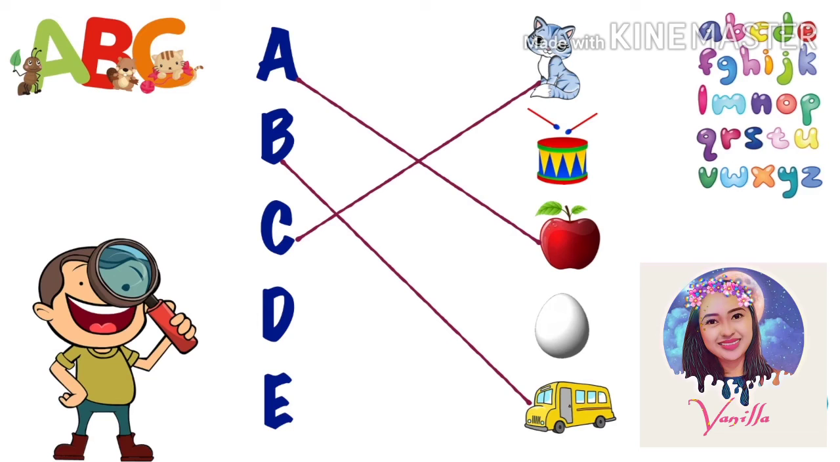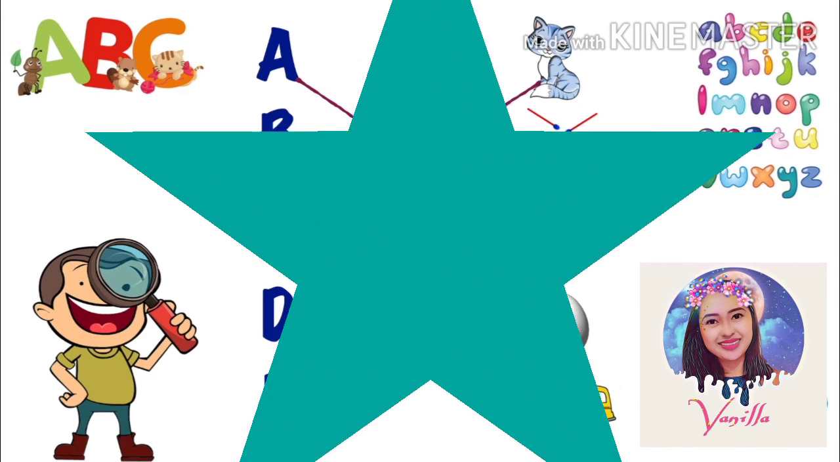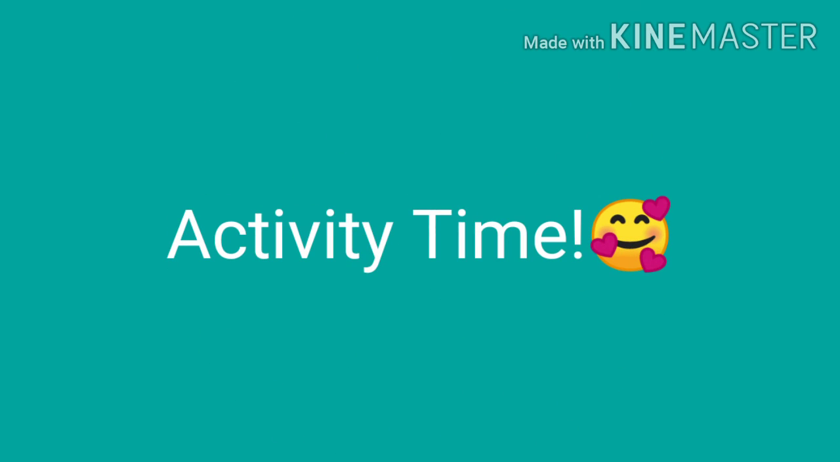Next, let's match capital D with its suitable picture. What's the answer? Drum. Very good. D is for drum. Lastly, let's match capital E with its suitable picture. What's the answer? Egg. Very good. E is for egg. Well done, kids.